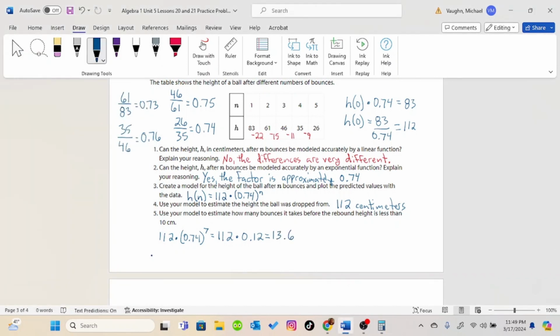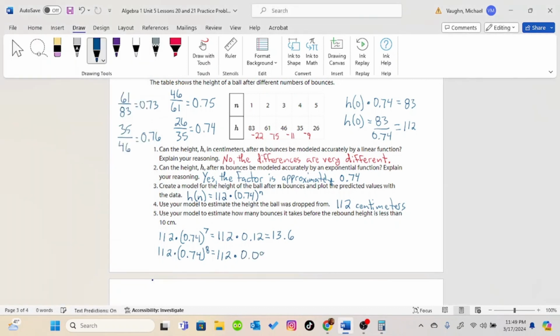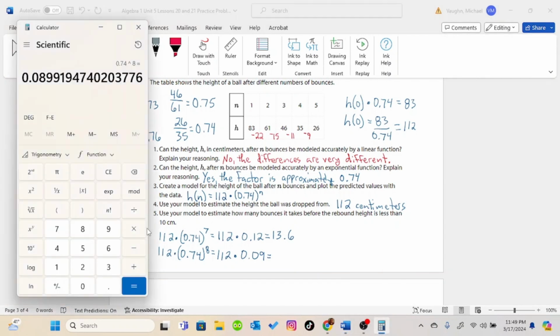So we're going to need to go even bigger. Let's try 112 times 0.74 to the 8th power. This would be 112 times 0.74 to the power of 8, which is approximately 0.09. And if we multiply that by the original 112, we are at 10.0.